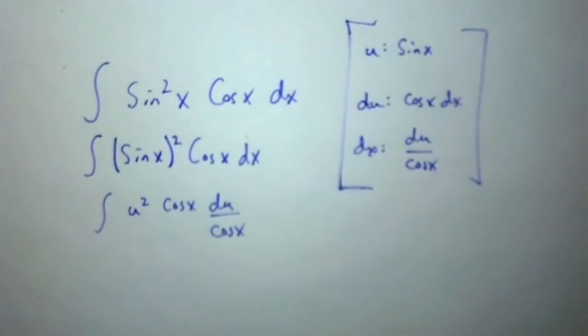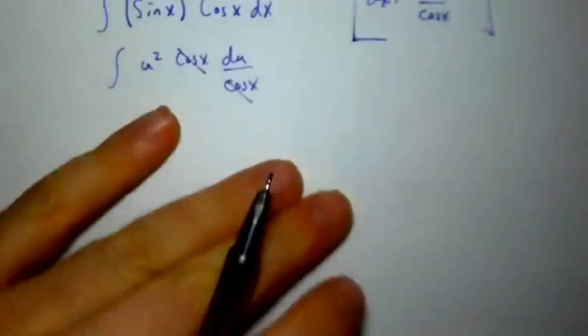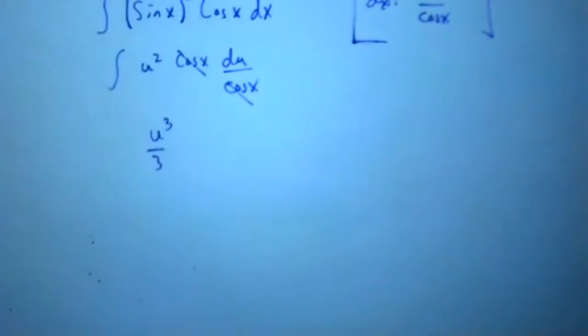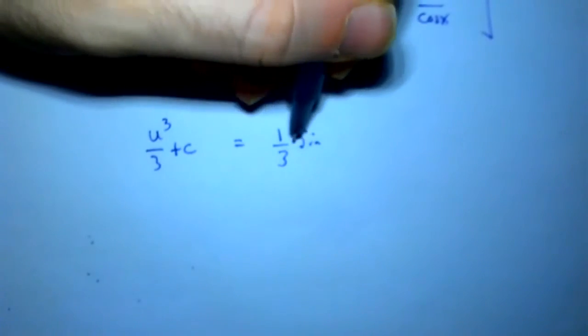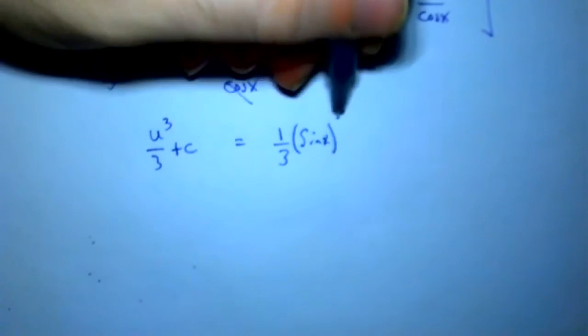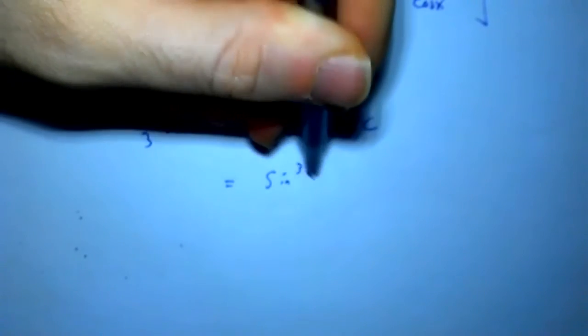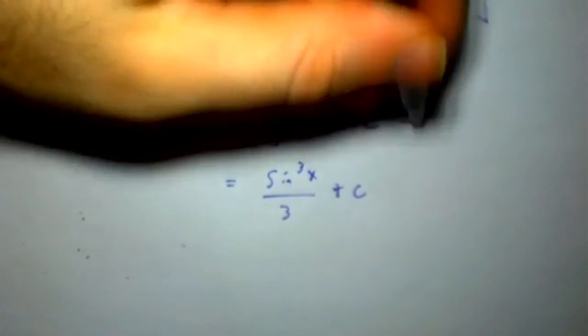You should be happy to see all that. Things cancel. You know you've got it right. So cancel, cancel. And now we're just going to integrate and get u to the third over 3 plus c. Final answer, 1/3 sine x to the third plus c. No problem with that. Could easily be written like this as well. Depends on the problem, but these two mean the same thing.